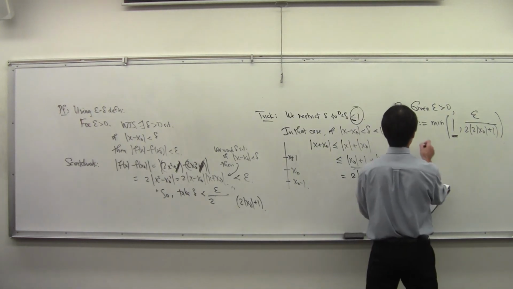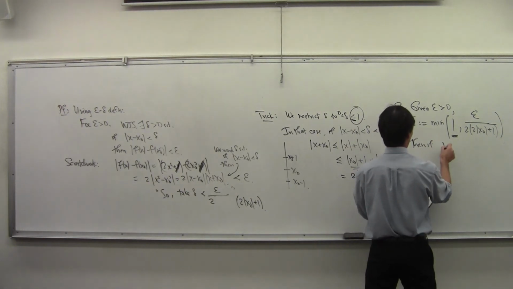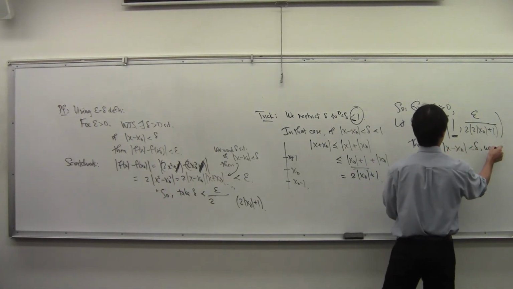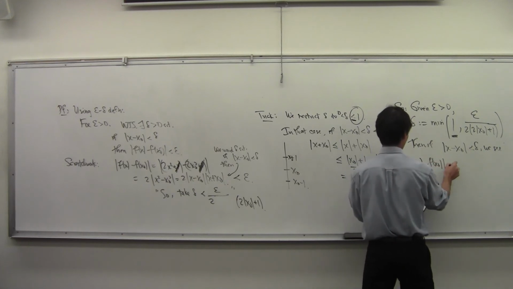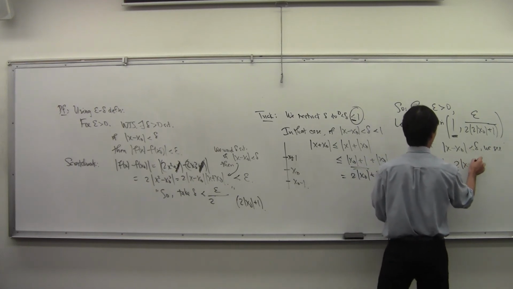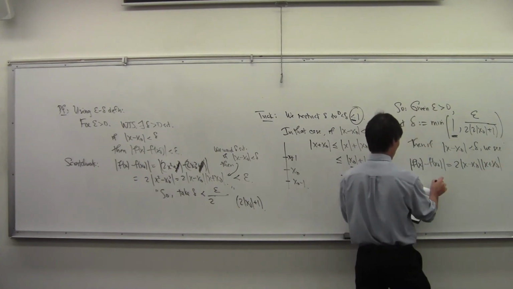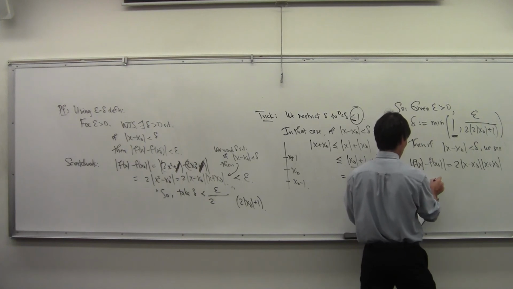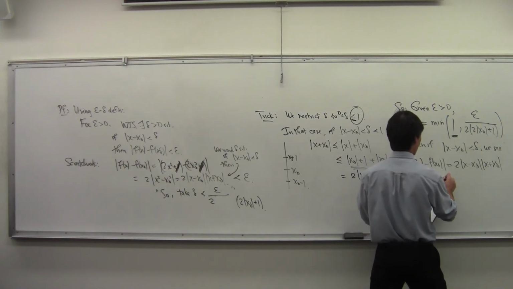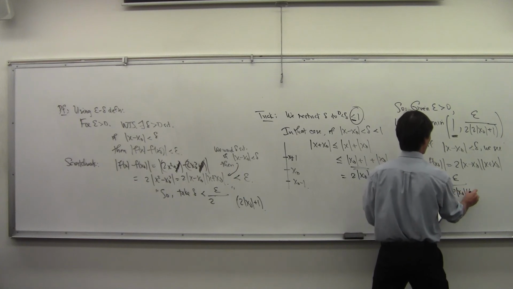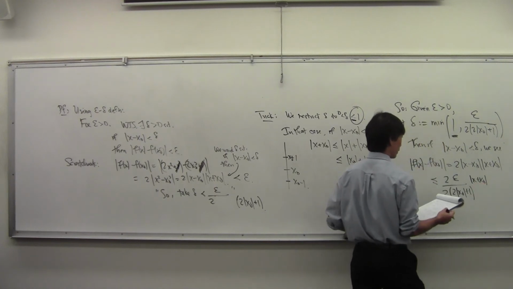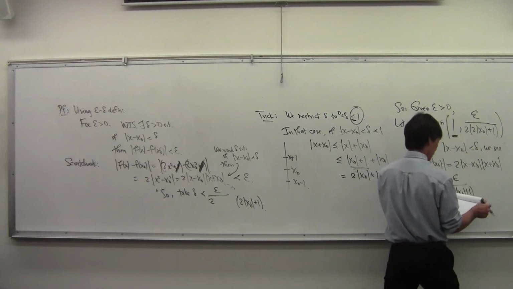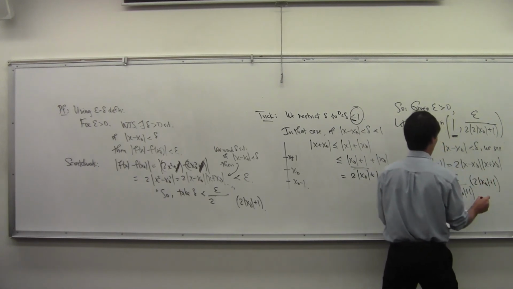Okay. Then if |x minus x naught| is less than delta, we see that |f(x) minus f(x naught)|, which equals this, is less than or equal to epsilon over 2 times (2 |x naught| plus 1) times |x plus x naught| times (2 |x naught| plus 1), which is epsilon.